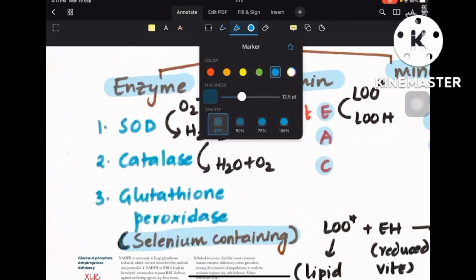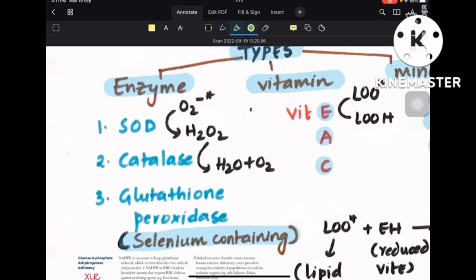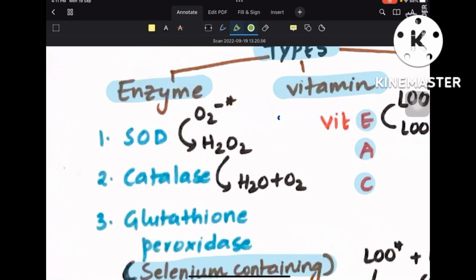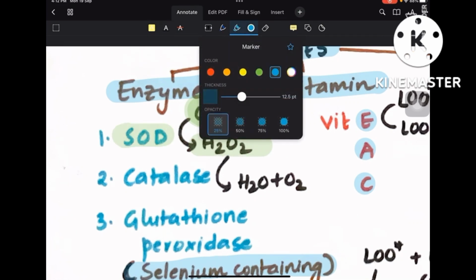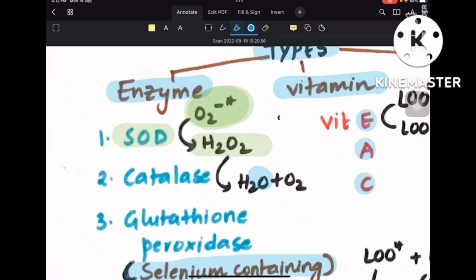Now when we discuss the enzyme activity, like what is the exact mechanism or what free radicals they scavenge, when we discuss superoxide dismutase, the term itself tells that it converts the superoxide molecule, that is O2 minus with a star indicating the free radical. This superoxide molecule is converted into hydrogen peroxide by SOD. And this hydrogen peroxide is converted into water and oxygen by the catalase enzyme.